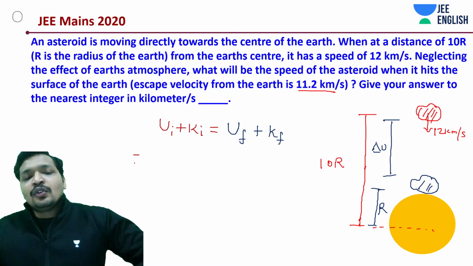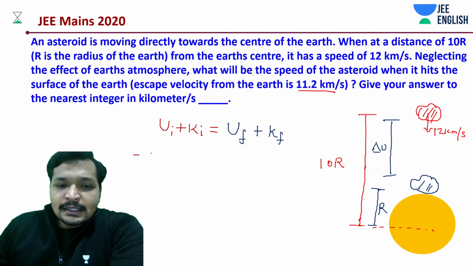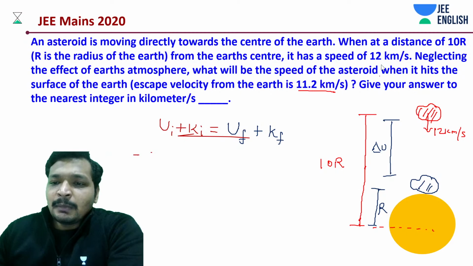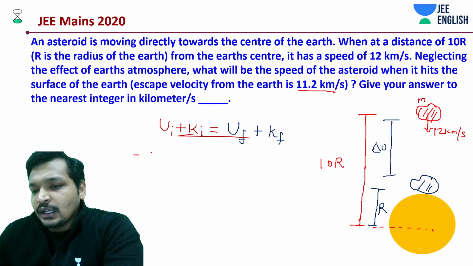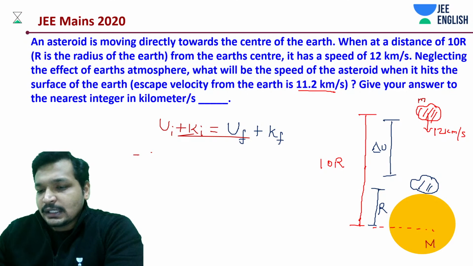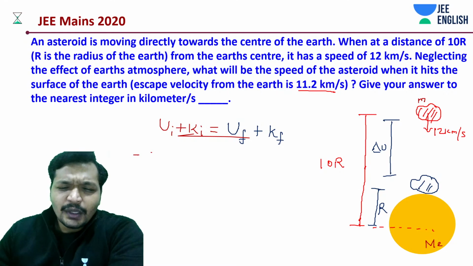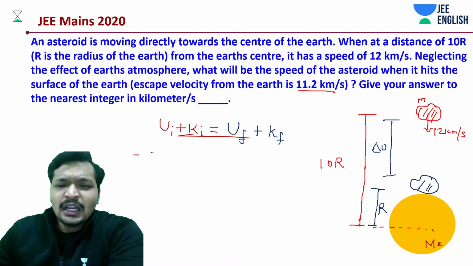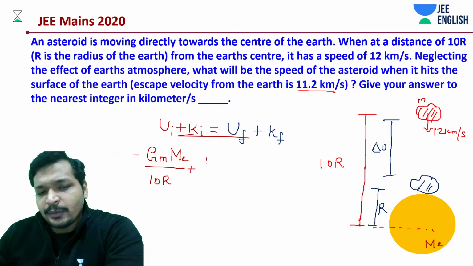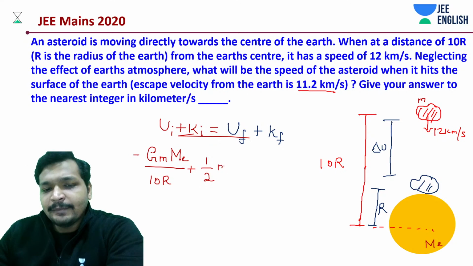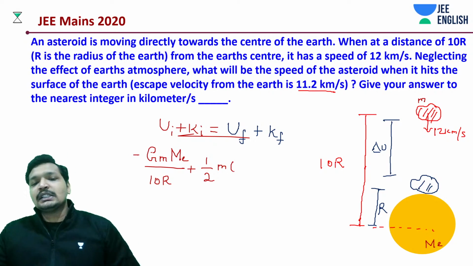So this is going to be minus. Finally, this answer is not going to depend upon the mass of this asteroid, and let's call the mass of Earth M, and the radius is R as usual. This is going to be minus G M into M e divided by 10r, plus kinetic energy. How much is kinetic energy? Half m v square. In this case, it's 12.